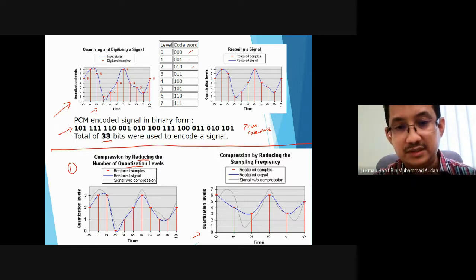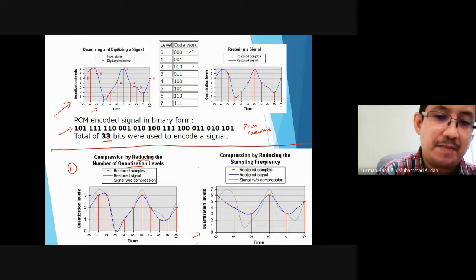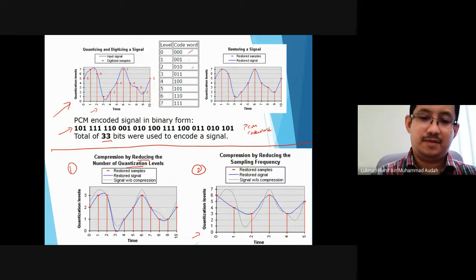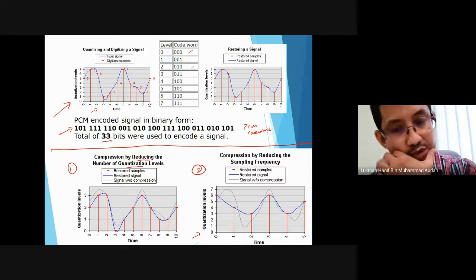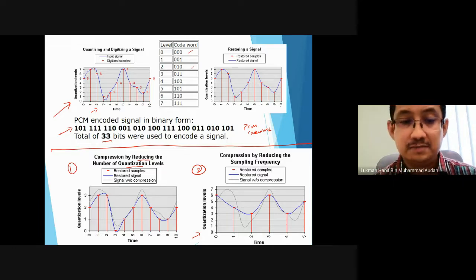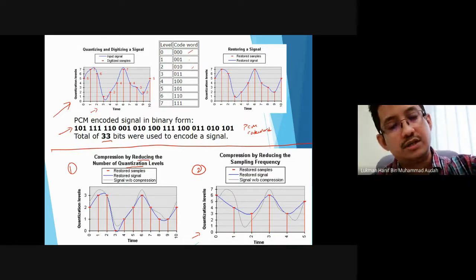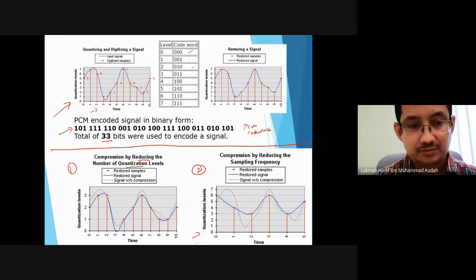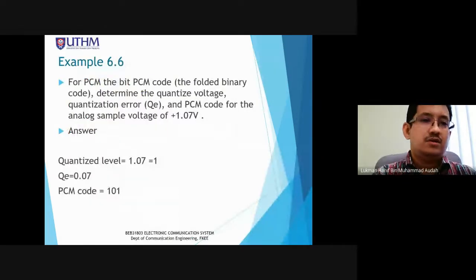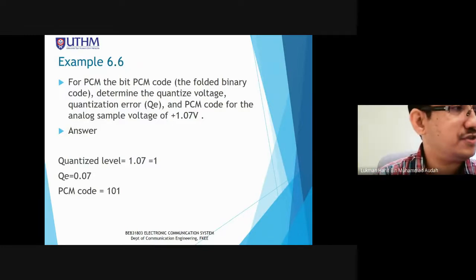Okay, we compress the sampling frequency. So this is the second method. Okay, ini contoh saja, dia nak tunjukkan macam mana cara-cara untuk compress. So ada pelbagai kaedah. Ni dua daripadanya adalah seperti ini. By reducing the sampling frequency or we reduce the quantization levels. Okay. So example 6.6.